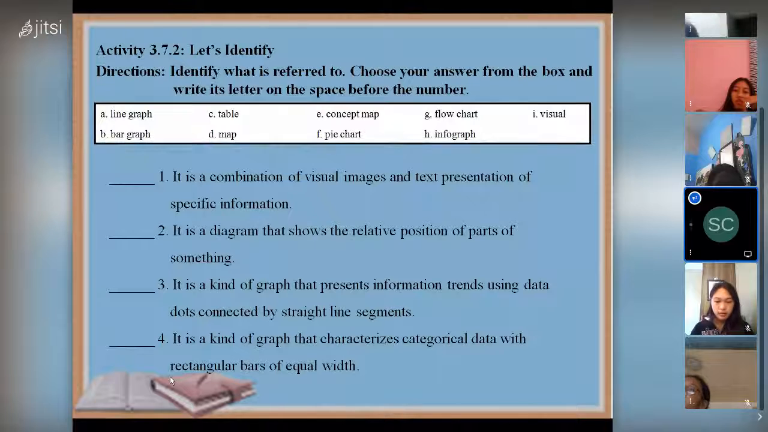Answer, sir. Read and answer. Number 1: It is a combination of visual images and text presentation of specific information. Letter H, sir. H. Infograph. So, we'll go back.